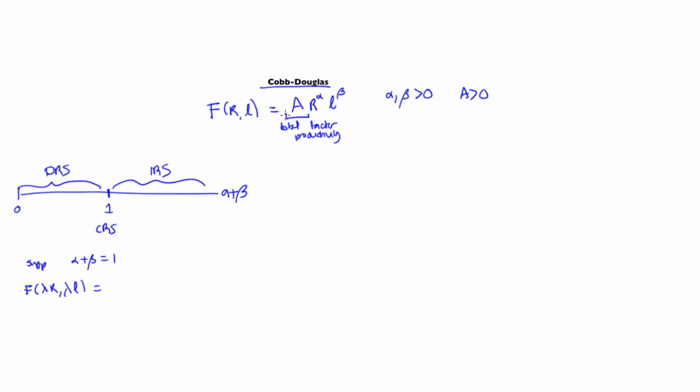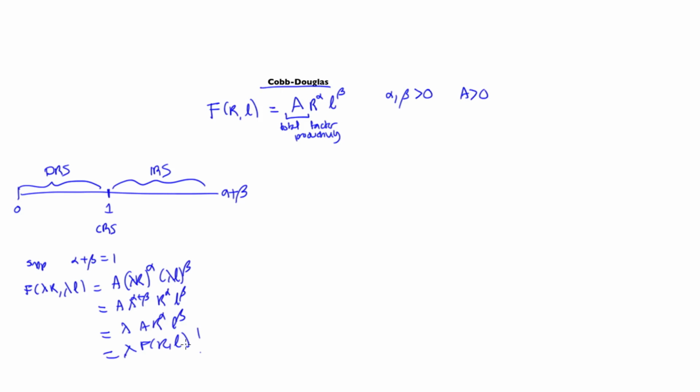Substituting into the formula, we get that this is just A times lambda K to the alpha, lambda L to the beta, but this is just equal to A lambda to the alpha plus beta, K to the alpha, L to the beta. Alpha plus beta is 1, so this is just equal to lambda A K to the alpha L to the beta, but this is just equal to lambda F of K, L.